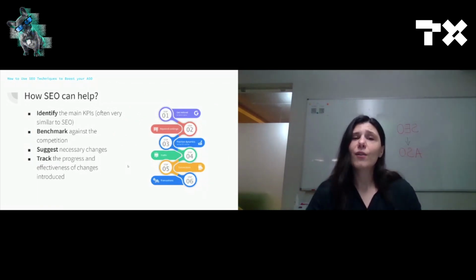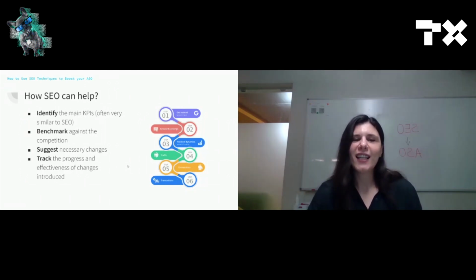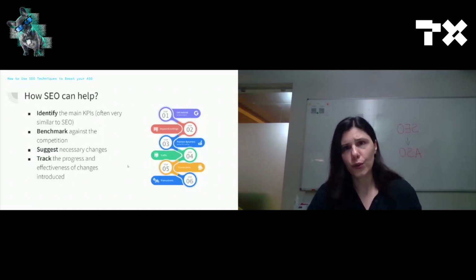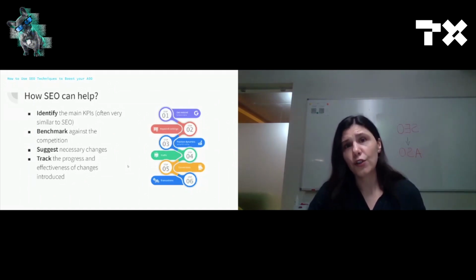Why? Because we have identified KPIs. SEO can help benchmark against the competition. It can help you by suggesting the necessary changes and track the process. So all of this has already been set up and well developed in the SEO universe. No need to go through some fancy app tracking tools or courses, researches. You just have everything basically done in one site. The thing is just to reach it and take it and use it.